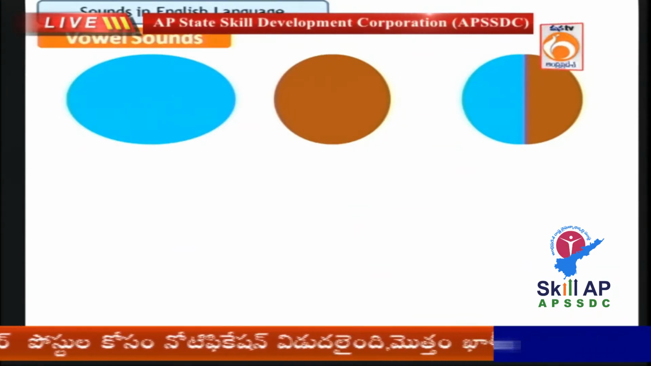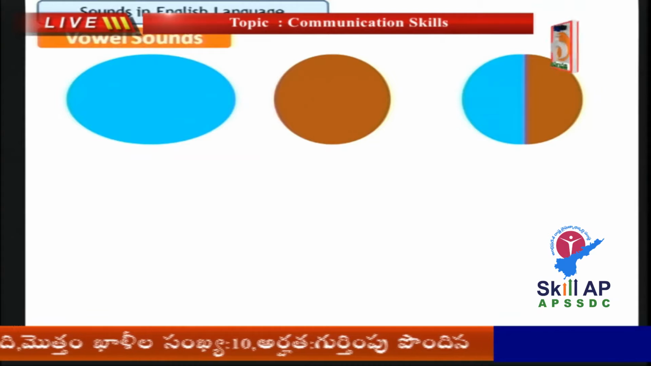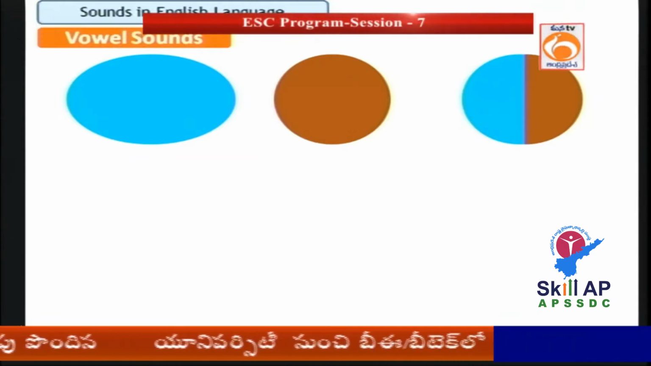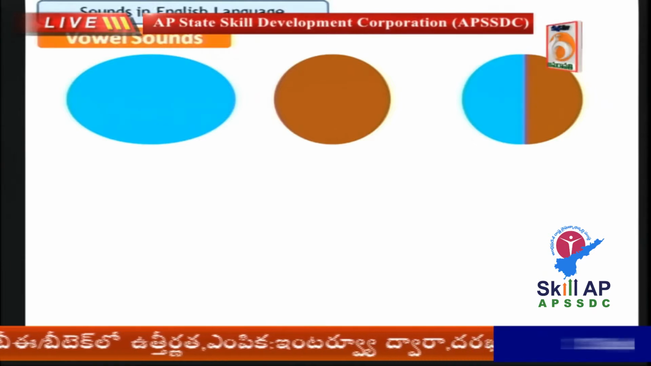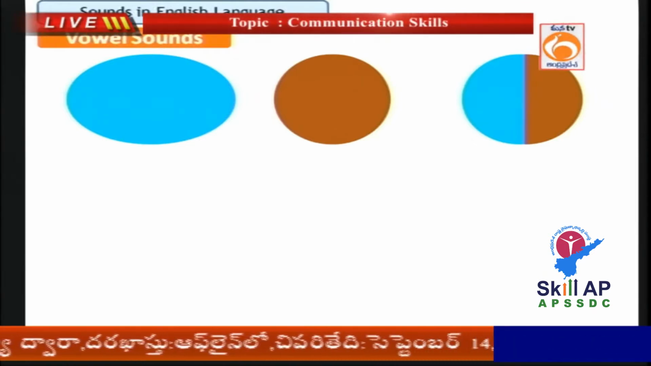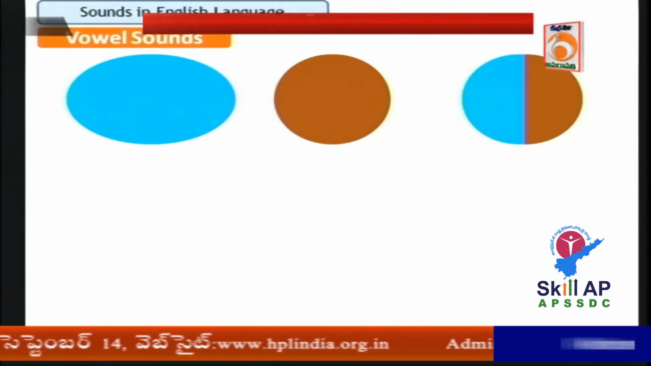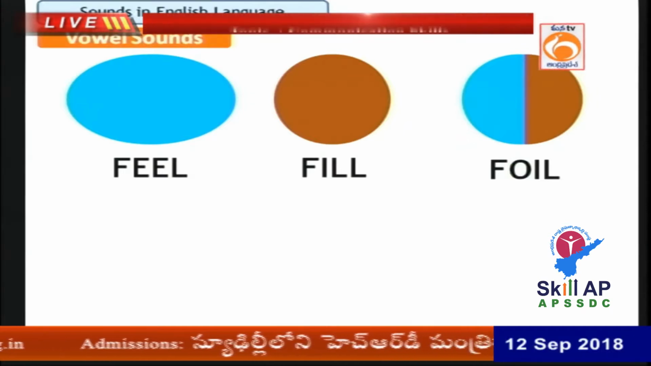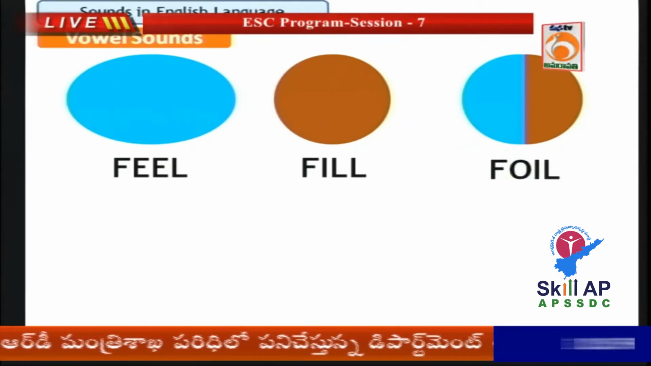So if you see, the first one is not exactly a circle, the second one is exactly a circle, but the third one is a circle. Now what difference does it make? I'm going to explain vowel sounds, and this is the best way to remember. The first one is blue, the second one is brown, and the third one is a combination of blue and brown. The blue one can be pronounced as feel, where I'm extending the vowel sound.